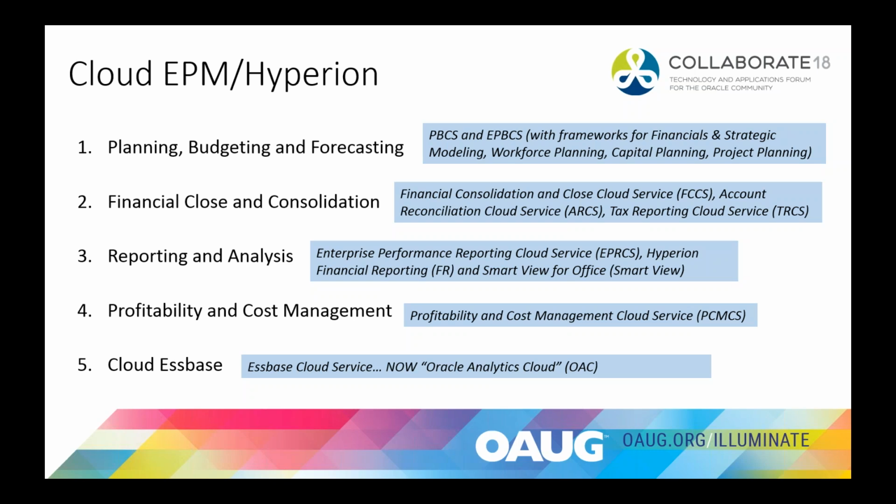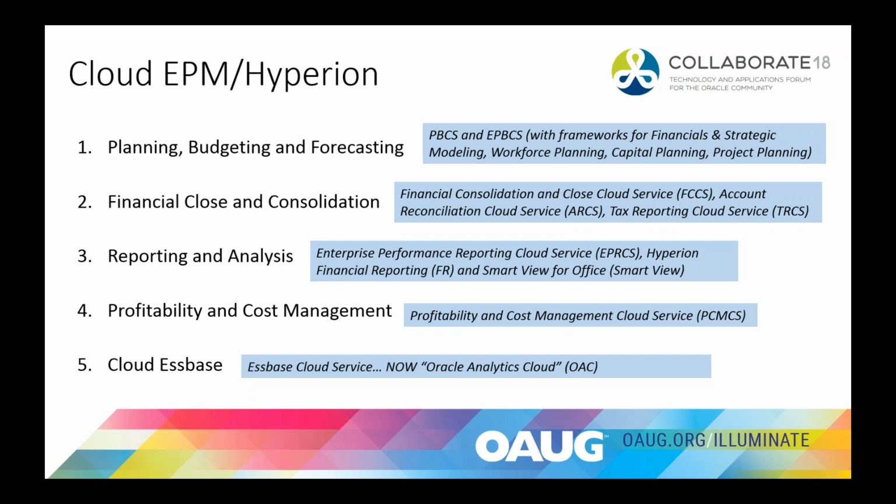And on the reporting side, in addition to what you saw in the on-premise smart track of financial reporting, FR, and getting into the details of Smart View for Office, there's also a cloud product called EPRCS, Enterprise Performance Reporting Cloud Service, which basically puts a process around narrative reporting. It is a neat product if you haven't seen a demo. So there are several sessions on that offering.